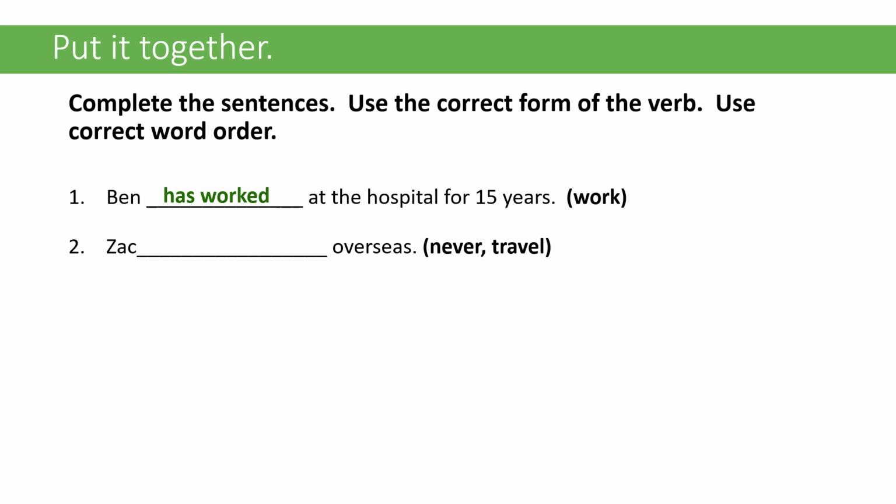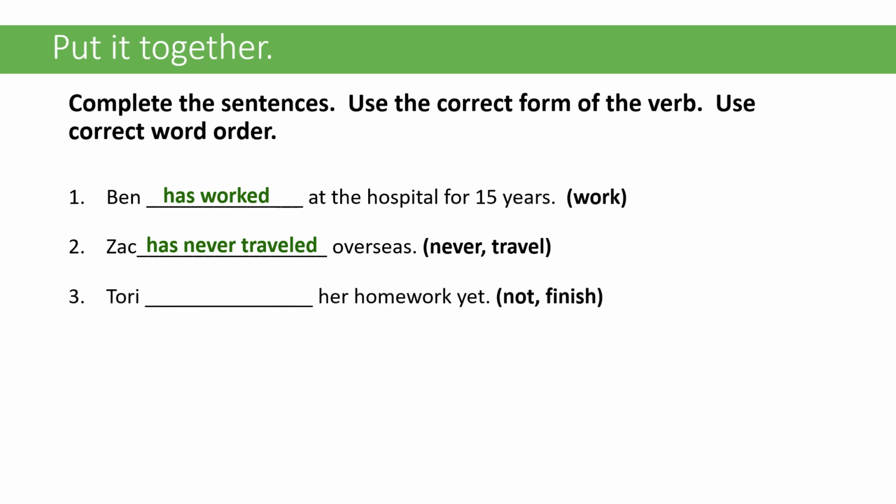Zach, and in this case, we want to include both the word never and travel. So Zach has never traveled overseas. In this one, we're going to make it negative. So remember, when we're making a negative with the present perfect, we do not need to include the word do or does. We just simply make has or have into the negative. So in this one, it will be Tori has not finished her homework yet.